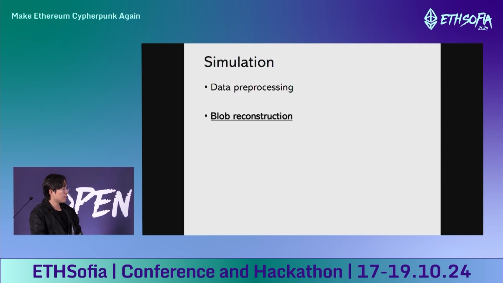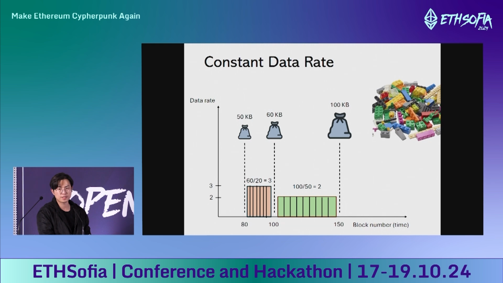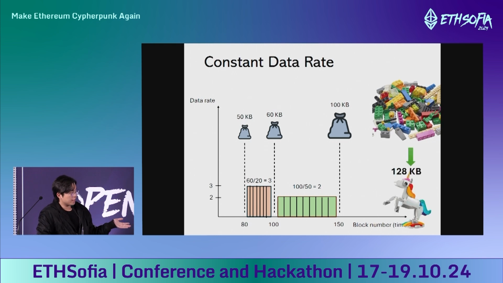So with this core assumption, I pre-processed the data and reconstructed the blobs. For example, as I assumed in the previous slide, this rollup generated 3 kilobytes for every block between 80 and 100, and 2 kilobytes for every block between 100 and 150. So I got little Legos of the blob data, and I collected all the small data bytes of rollups and reconstructed blobs, like shared blobs. With these Legos, I made 128 kilobyte shared blobs using the real data.